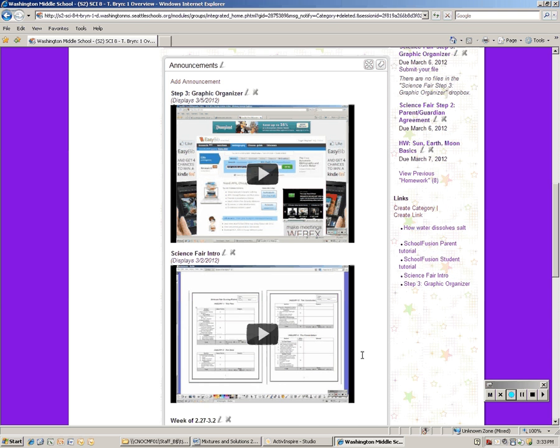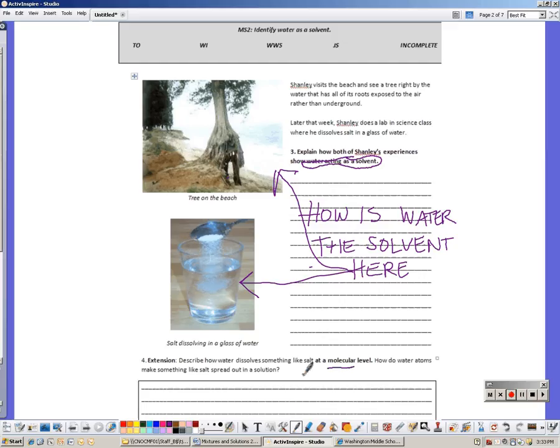And what I would expect on question 4 is that you describe at a molecular level, so specifically what the water molecules do to the sodium and chlorine atoms, how that happens and how that causes dissolving.